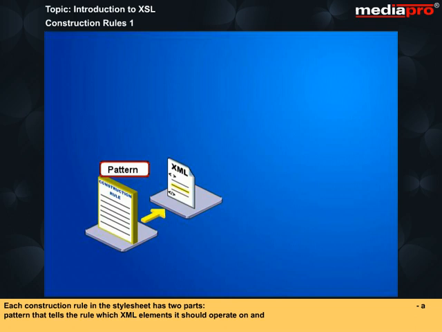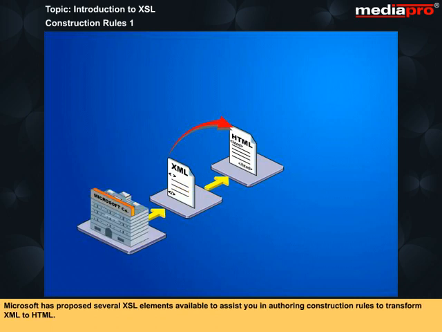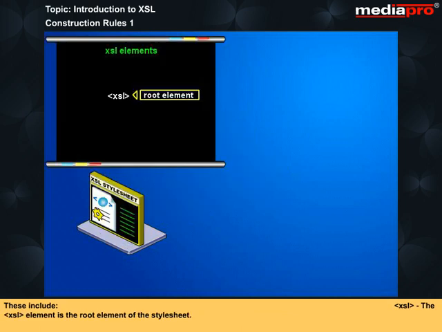Each construction rule in the style sheet has two parts: a pattern that tells the rule which XML elements it should operate on, and an action that tells the rule how to transform and format the elements targeted by the rule. Microsoft has proposed several XSL elements available to assist you in authoring construction rules to transform XML to HTML. These include xsl. The xsl element is the root element of the style sheet.